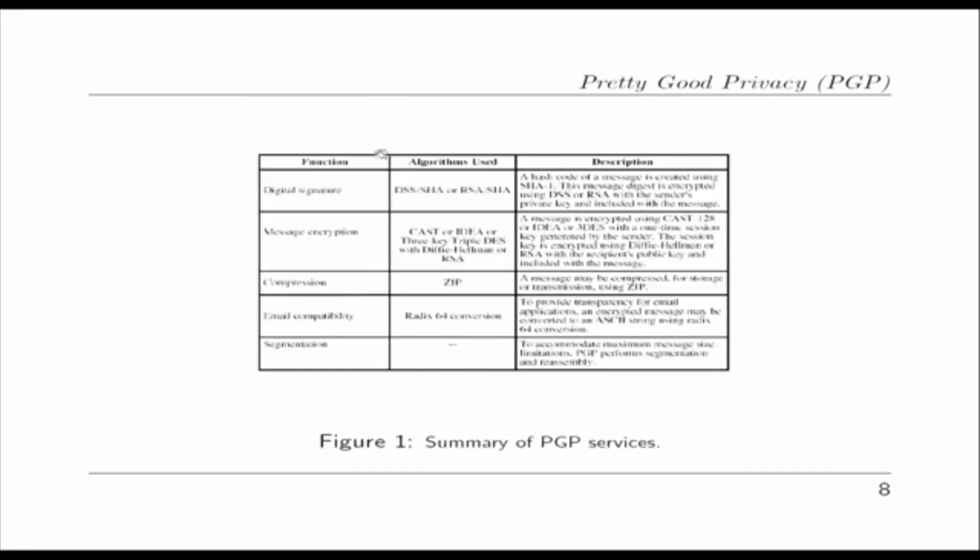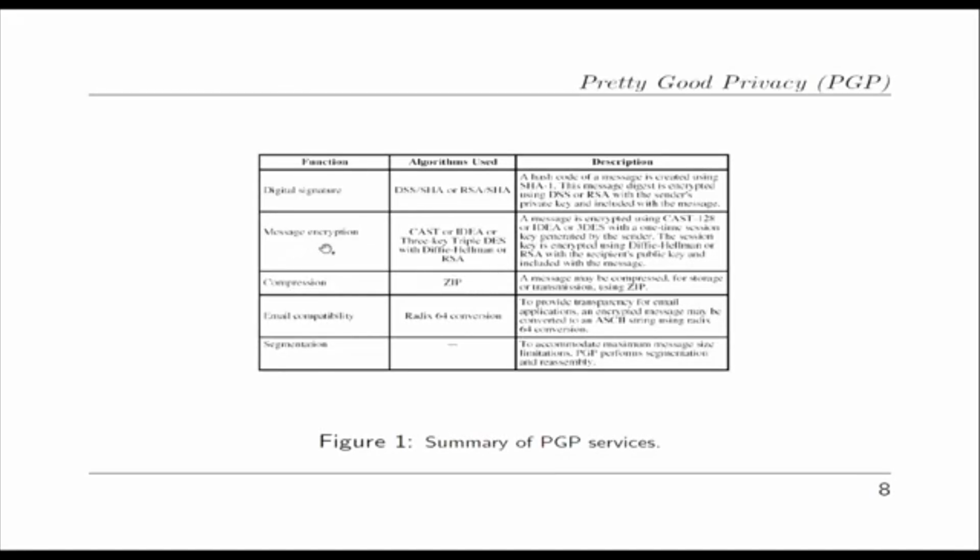For example, for digital signature we use the Digital Signature Standard, DSS, and also RSA, and a hash code of the message is created using SHA-1. This message digest is encrypted using DSS or RSA with the sender's private key, and this is the digital signature on it. So after applying the hash code, we compress the message into a smaller size, and then we encrypt this using the sender's secret key. So this is the digital signature on the message.